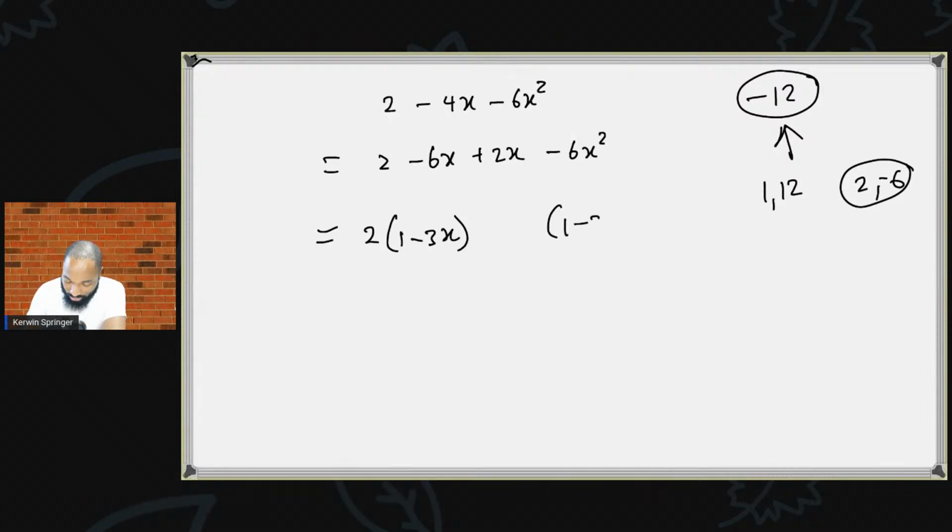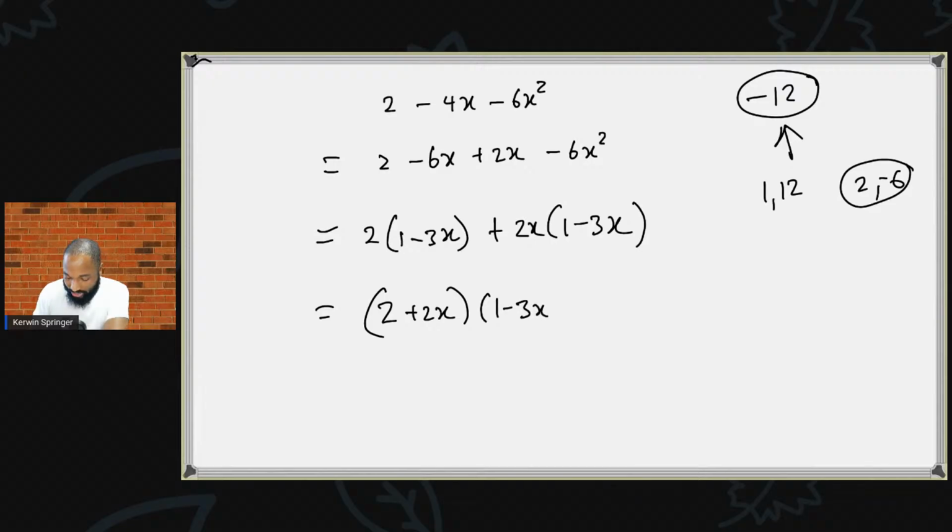So you put the 1 minus 3x here, because once you get this, put it back. And then you put your plus 2x here. Don't forget the x on this one, because 2x by 1 is that, and then 2x by negative 3x is negative 6x. So this is looking good. Then you join it up: 2 plus 2x and 1 minus 3x. That is greatness. So you factorize. Let's do another one.